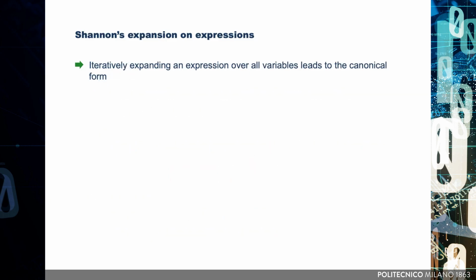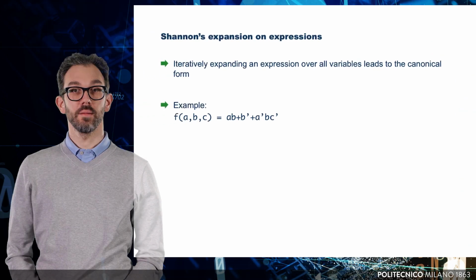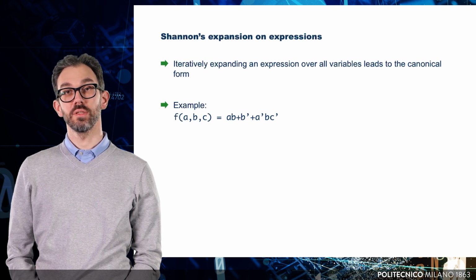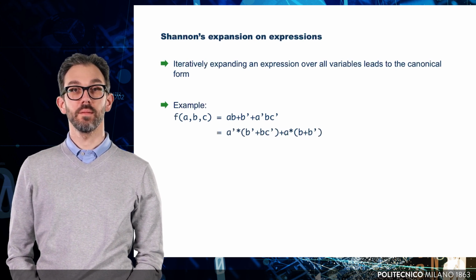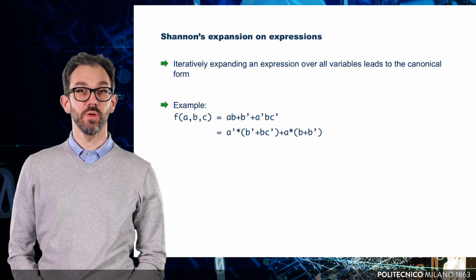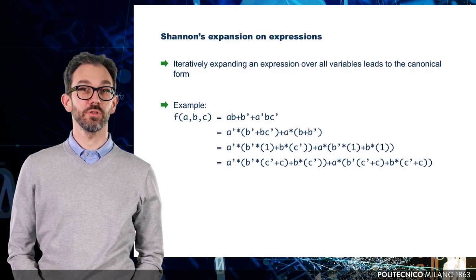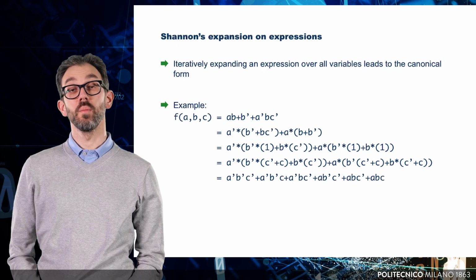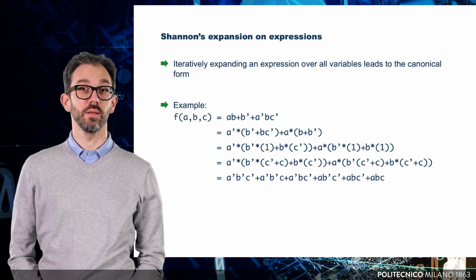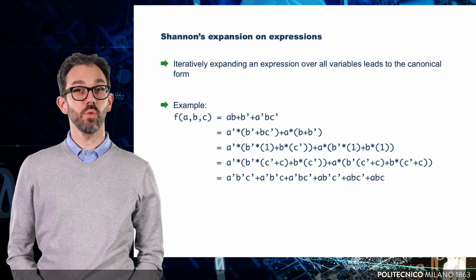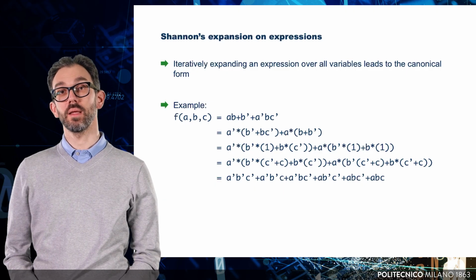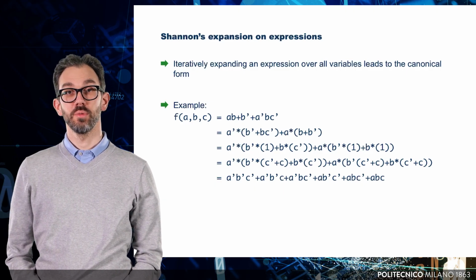Finally, the iterative expansion of an expression with respect to all the variables leads to the canonical form. Let us take an example considering the expansion with respect to the sum of products. We first expand with respect to A, then with respect to B, then with respect to C, and finally we apply the distributive property, thus obtaining the first canonical form. Consequently, we can then derive the truth table of the function.